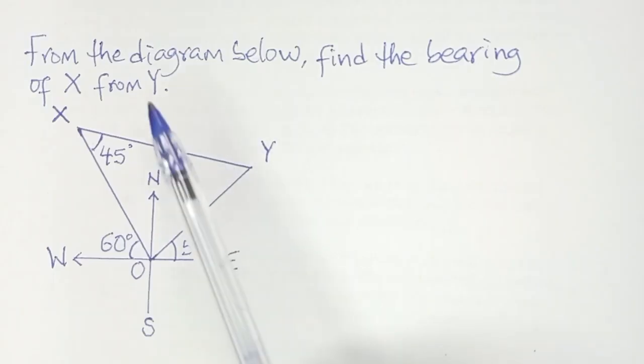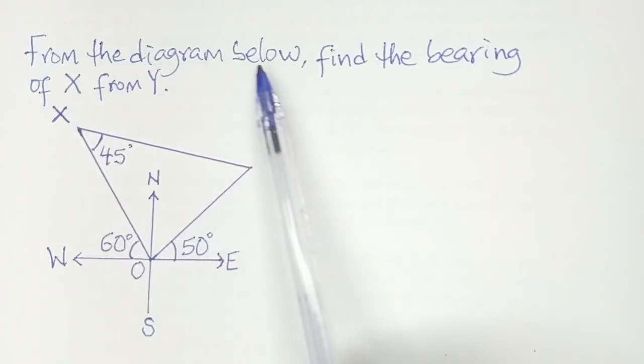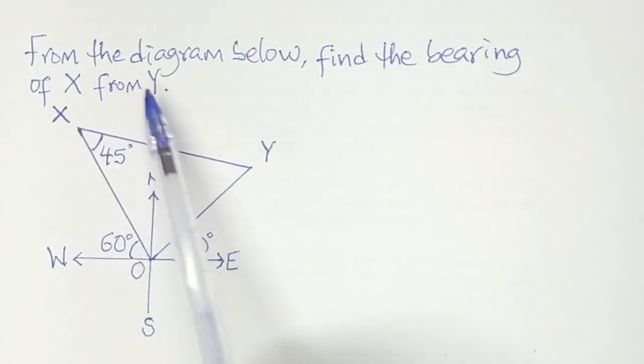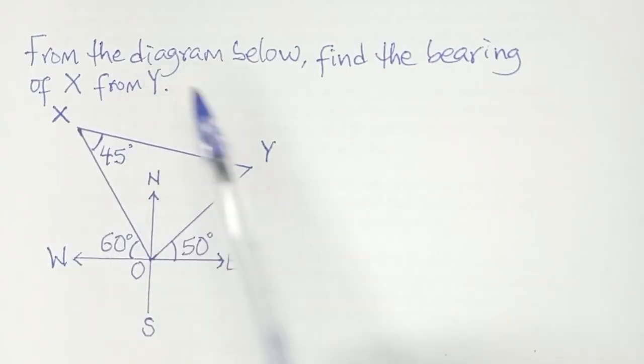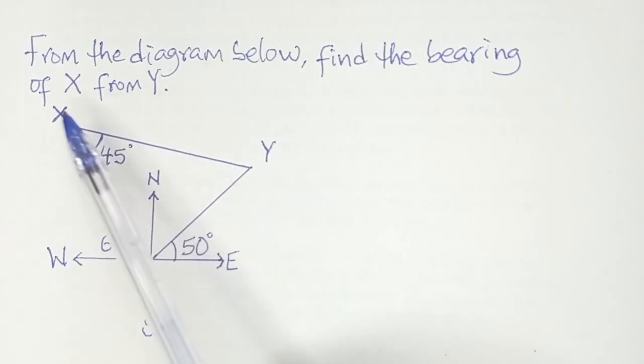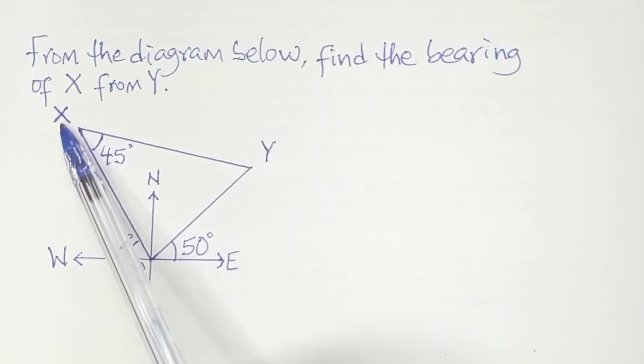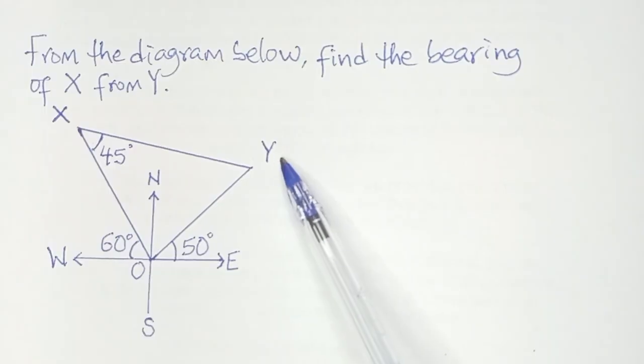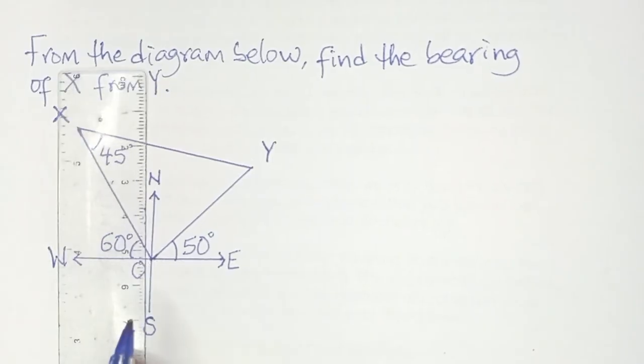The question here under bearing says, from the diagram below, find the bearing of x from y. That is the bearing of this point x from this point y. Now, for us to solve this, it is very important that in bearing we make use of our cardinal points. It will help us to see parallel lines that are very necessary.